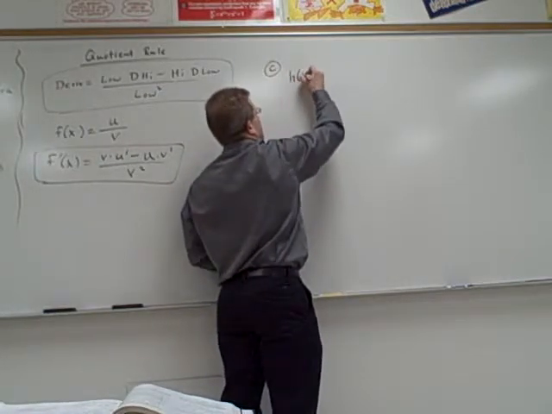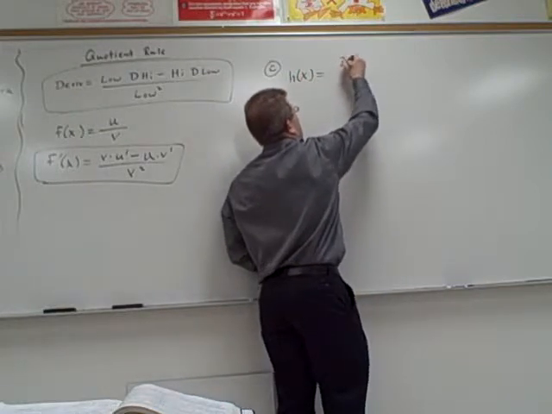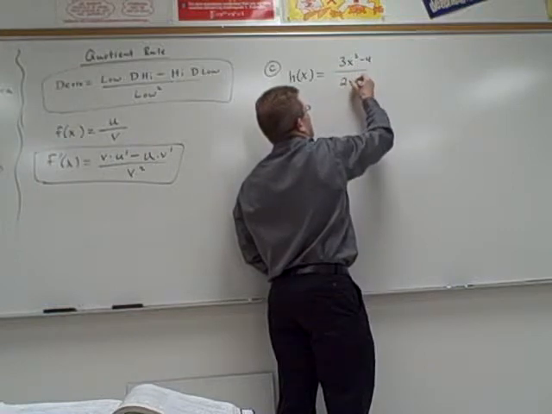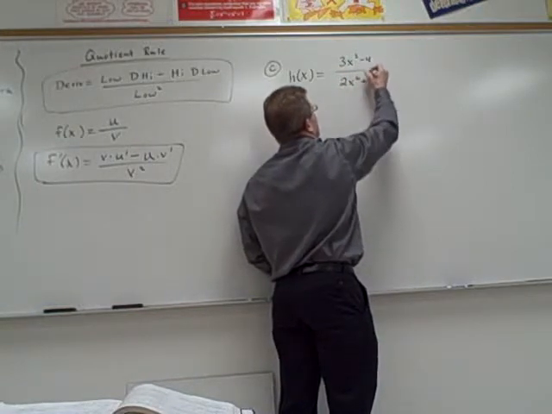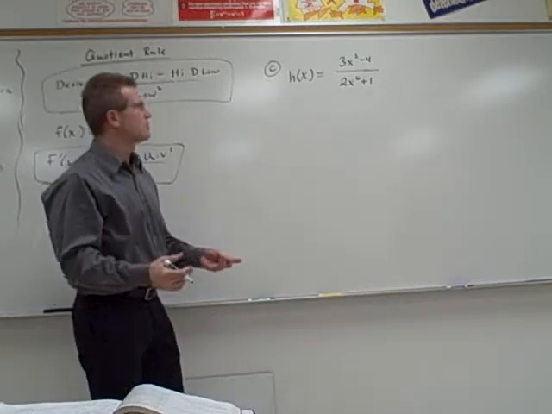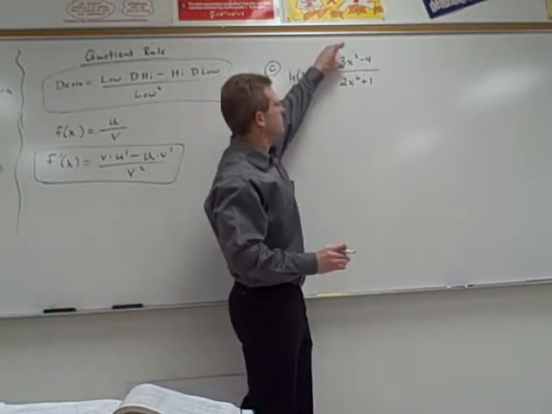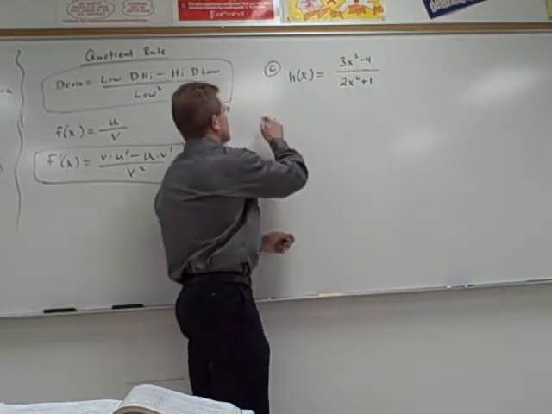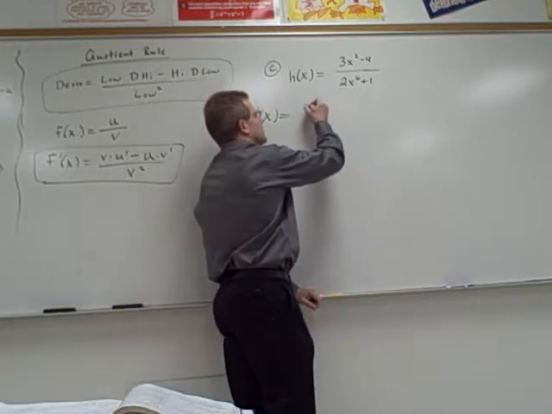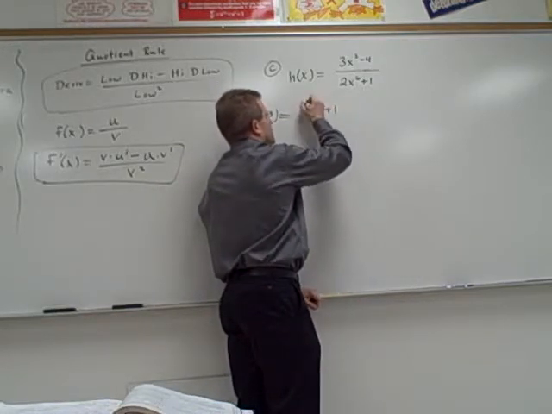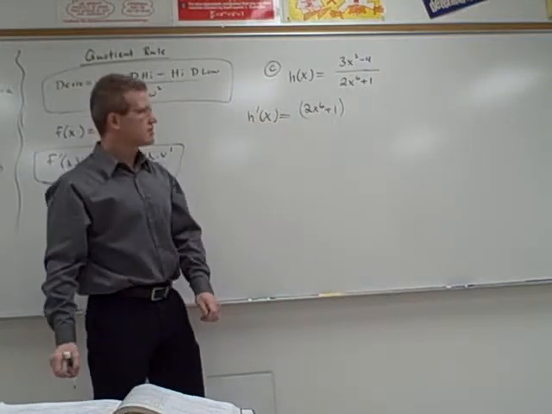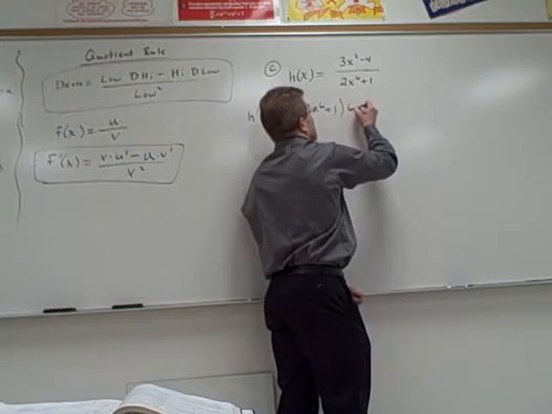Let's say h of x equals 3x squared minus 4 over 2x to the 6th plus 1. Pretty hard to simplify that before you start. This one you're going to need to use the quotient rule. Again, you use the quotient rule when you have an expression divided by another expression. So h prime of x is going to be low, which is 2x to the 6th plus 1, times d high. What's d high going to be? 6x, yep, just the derivative of the numerator, 6x.